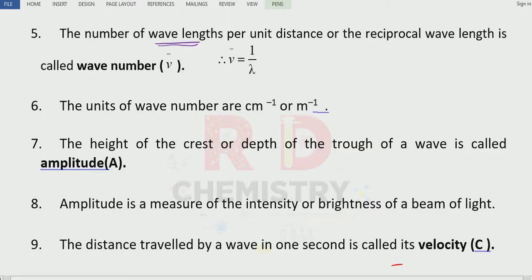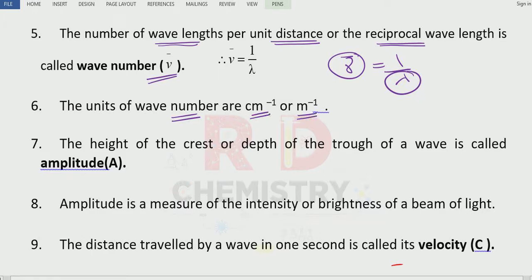The number of wavelengths per unit distance, or the reciprocal of wavelength, is called the wave number, nu bar. That is 1 by lambda, where lambda is the wavelength. The unit of wave number is either centimeter inverse or meter inverse, because it is 1 divided by lambda, and the wavelength is a length which can be centimeter or meter. Therefore, it becomes centimeter inverse or meter inverse.